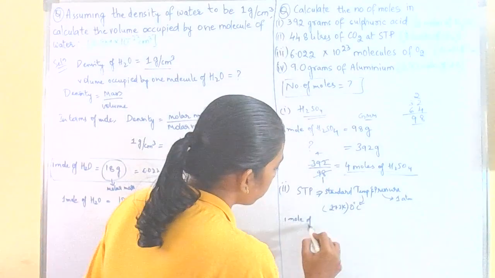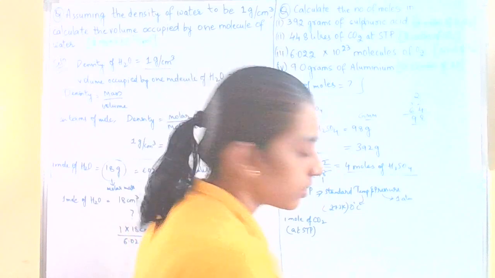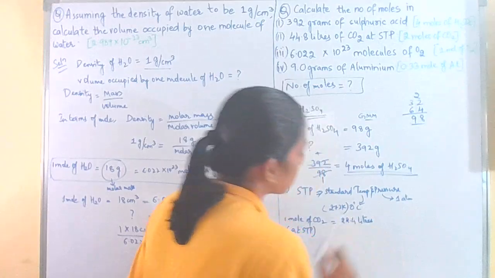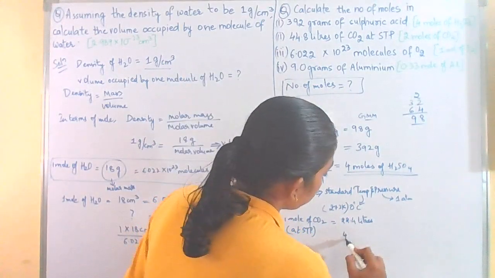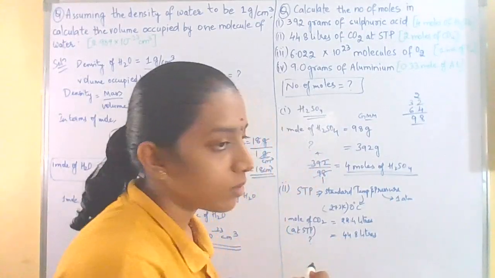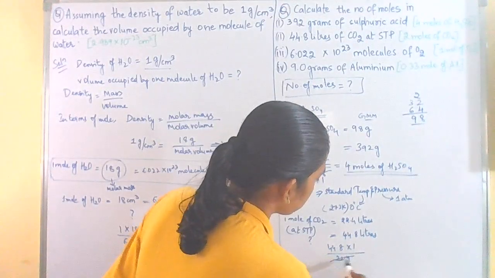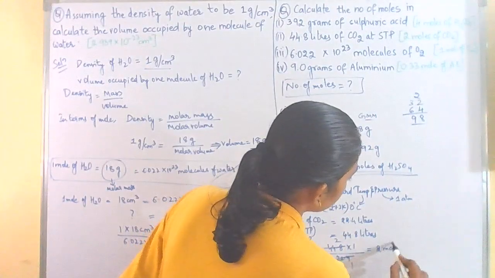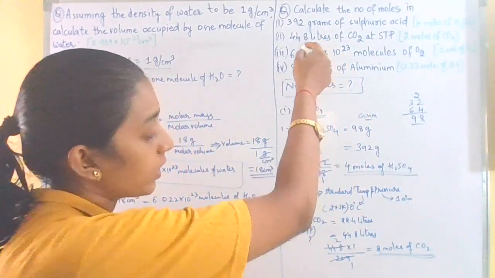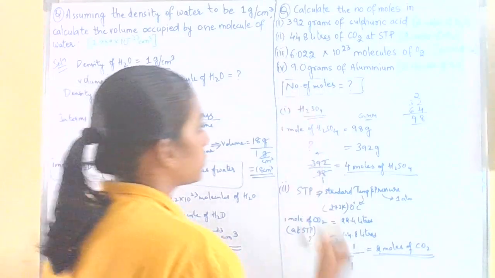1 mole of carbon dioxide at STP. STP is taken only for gases. At STP it is equal to 22.4 liters. Then 44.8 liters of CO2 contains how many moles of carbon dioxide? 44.8 into 1 by 22.4, you will be getting 2 moles of CO2 is present in 44.8 liters of carbon dioxide at STP. Now we'll see the third question.